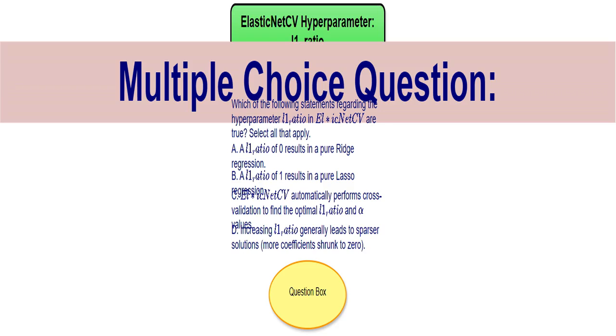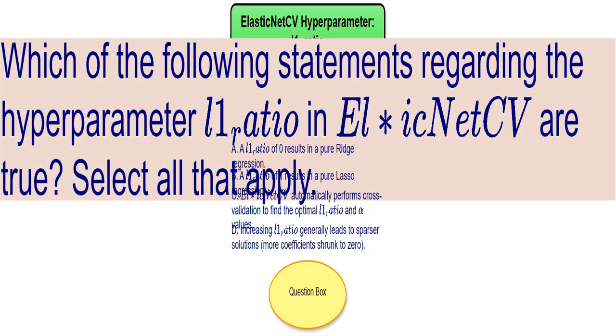You'll be answering a multiple choice question that tests your understanding of L1_ratio. Get ready to put your knowledge to the test. I'm presenting a multiple choice question about the impact of the L1_ratio parameter on the performance of ElasticNet regression. You need to identify all the correct statements among the options provided. This is a great opportunity to test your understanding of this machine learning concept.